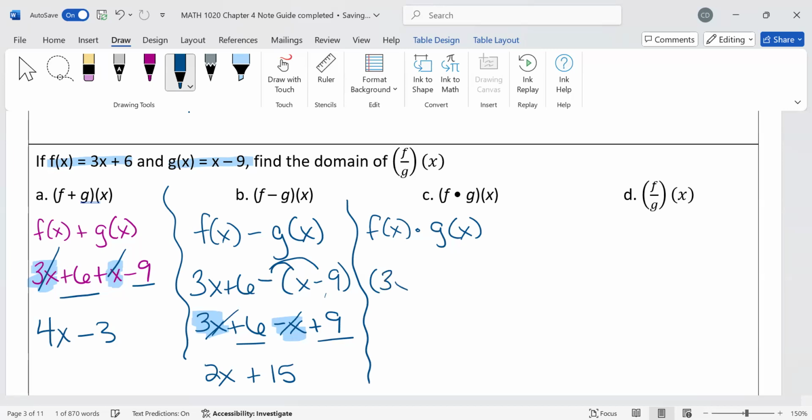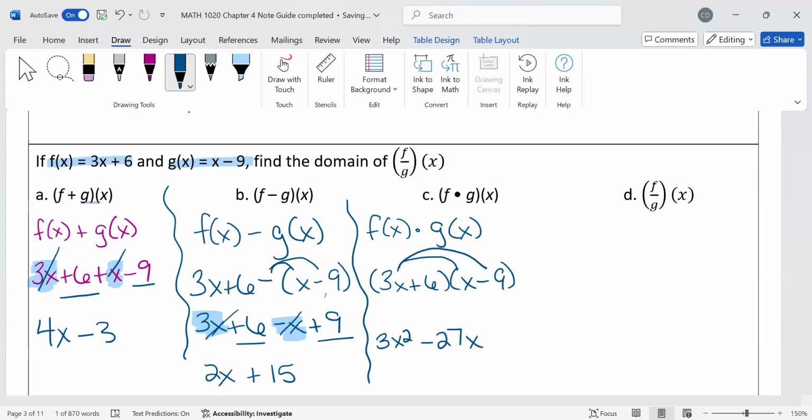Right, so 3x plus 6 times x minus 9. We are going to have to multiply this out. So 3x times x is 3x squared. 3x times negative 9 is negative, or minus, 27x.